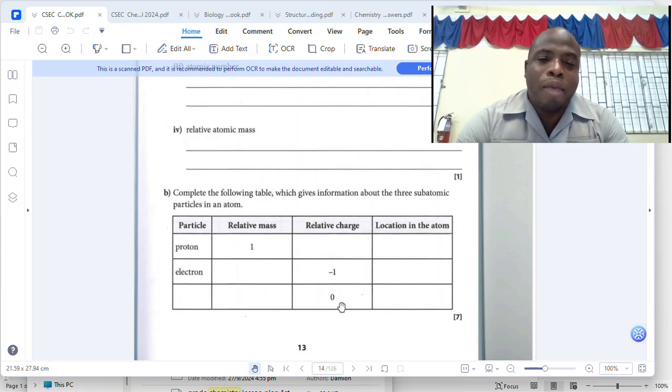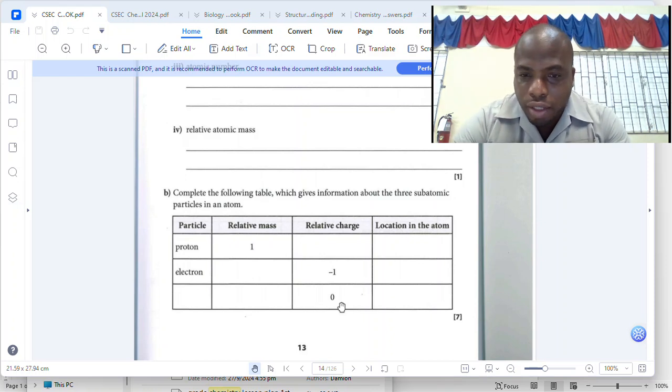Which means magnesium also has 12 electrons. Now let me be specific. The magnesium atom also has 12 electrons. Which means the protons, which are positively charged, and the electrons, which are negatively charged, are canceling out each other, and so an atom is considered to be neutral.